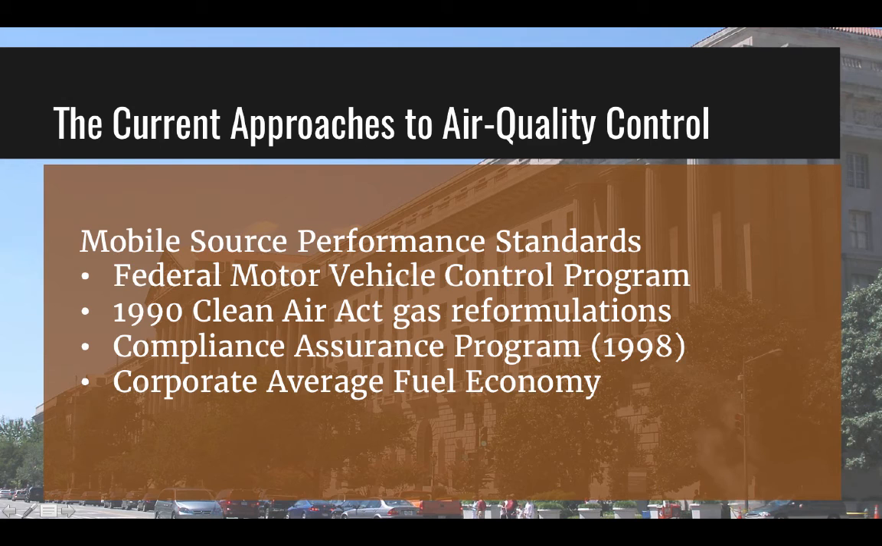1990 CAA gas reformulation. The 1990 Clean Air Act amendments required gasoline reformulations to meet tailpipe emissions standards. In 1991, the EPA proposed cleaner oxygenated gasoline sales in the cities with the worst pollution. By 1995, gas had to help the goal of reduced hydrocarbons.